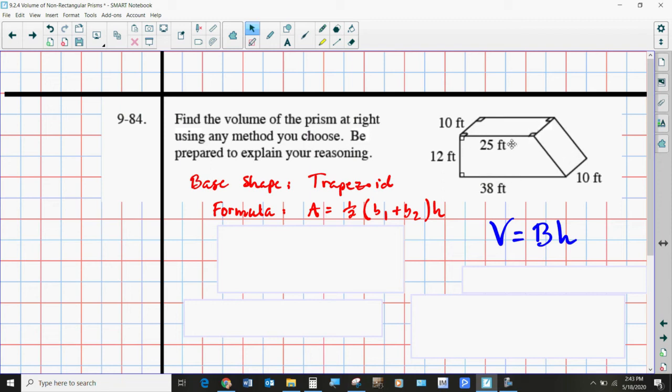So once we find the area of this, then we're going to break it up into 10 equal layers. So you just multiply this area times the 10. Go ahead and work through that and come back to me when you're done to see if you get the same answer that I have.